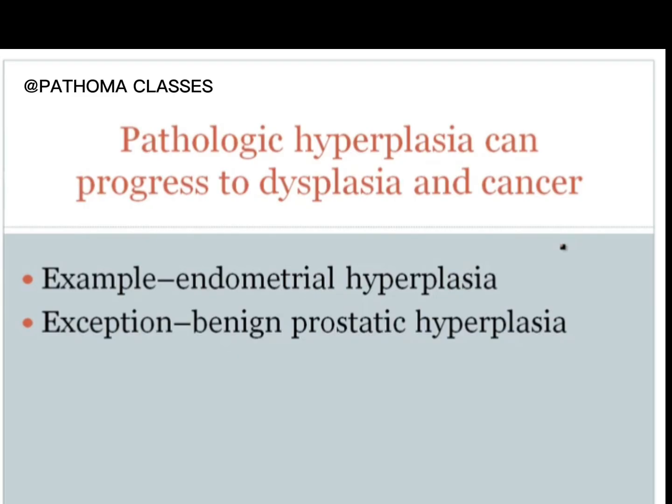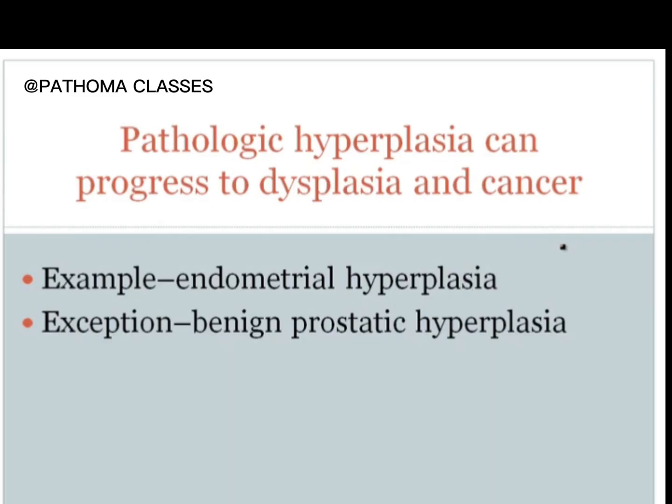An example of physiologic hyperplasia would be pregnancy, where due to some physiology of the organism, hyperplasia occurs. And there is no increased risk for cancer with physiologic hyperplasia. However, with pathologic hyperplasia, there is an increased risk for dysplasia and cancer. Classic example, endometrial hyperplasia.